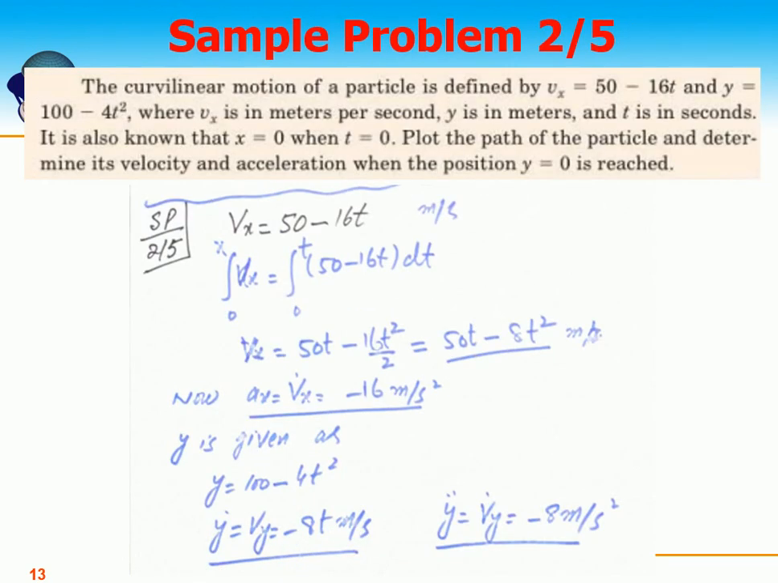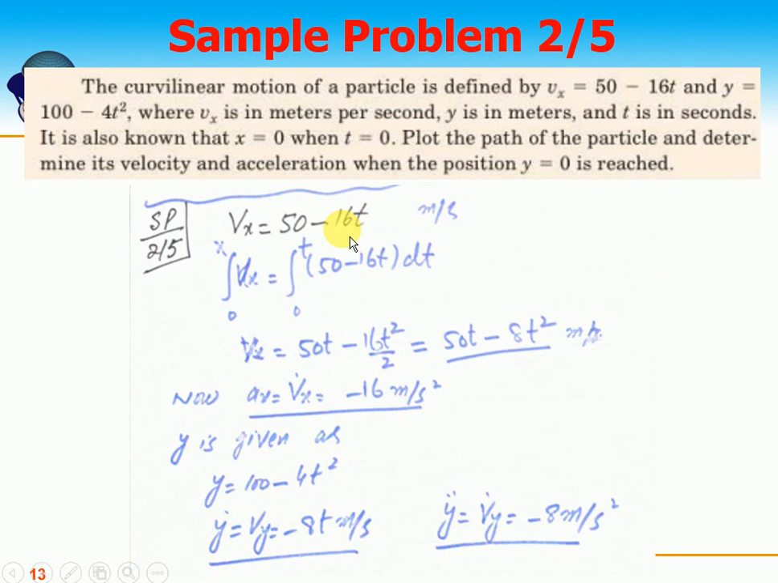So now we try to solve these sample problems 2-5. The curvilinear motion of a particle is defined by Vx is equal to 50 minus 6t, and y is equal to 100 minus 4t square, where Vx is in meters per second, y is in meters, and t is in seconds. It is also known that at x is equal to 0, t is equal to 0. Plot the path of the projectile and determine its velocity and acceleration when the position y is equal to 0 is reached. So we have been given the velocity Vx.